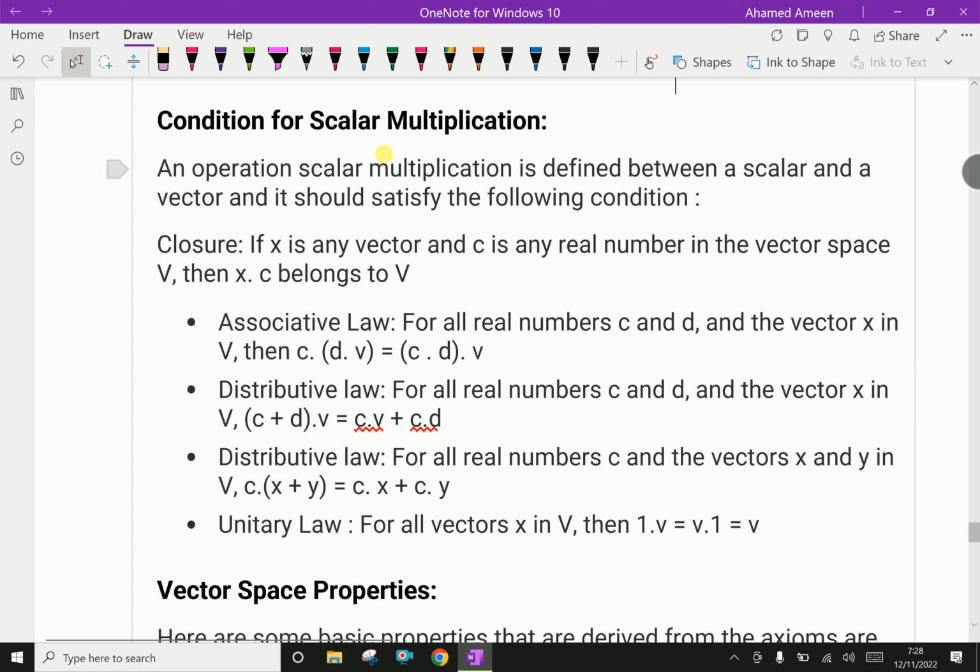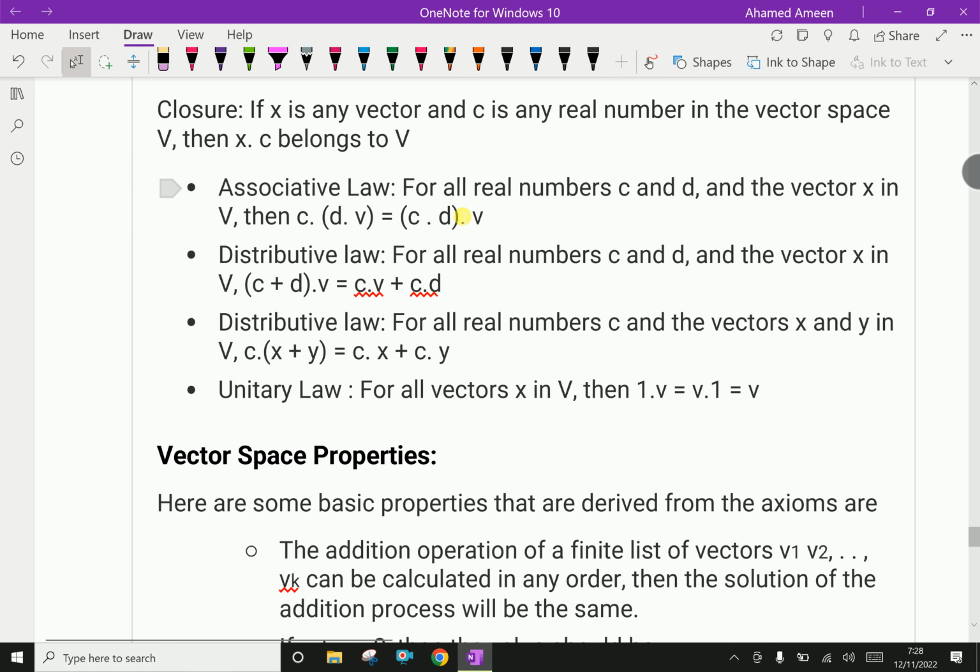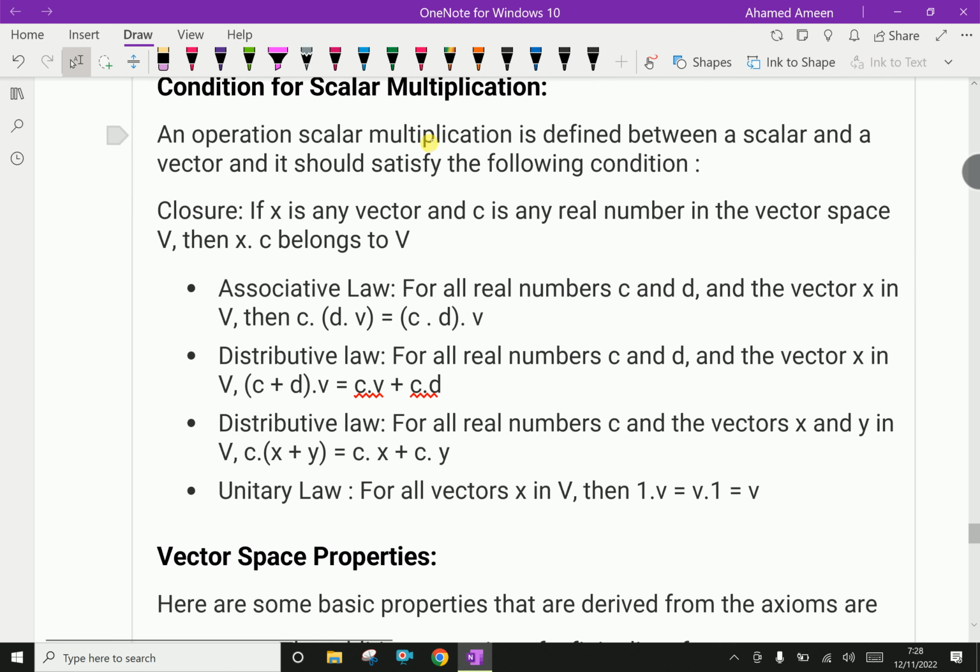Conditions for scalar multiplication. An operation of scalar multiplication is defined between a scalar and a vector, and it should satisfy the following conditions. That is the additive operation of scalar multiplication.